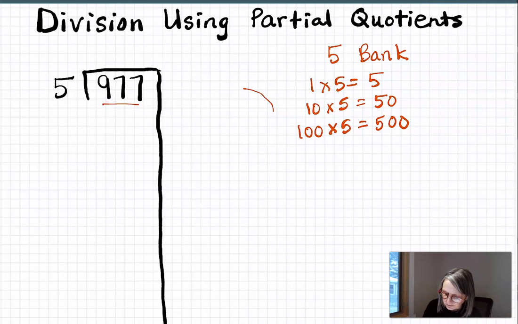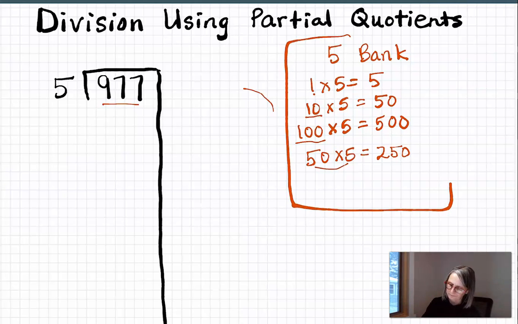And so I'm thinking 1 is a friendly number, 10 is a friendly number, 100. What might be another friendly number? Maybe I would split 100 in half and do a 50. 50 times 5, well, 5 times 5 is 25. So if it's 50, we have that additional place value. So we put 25 and place that 0. It's 250. So let's start with that bank for now.